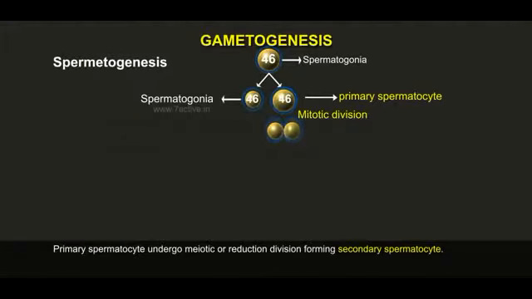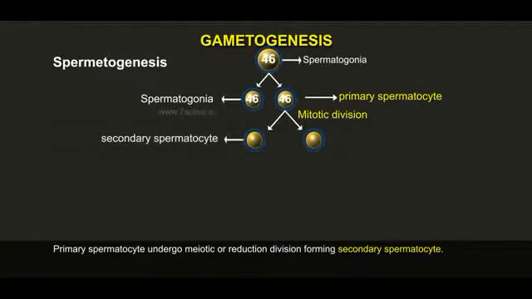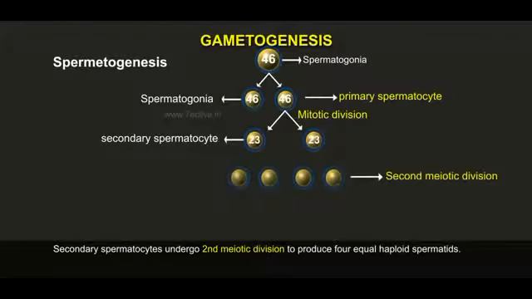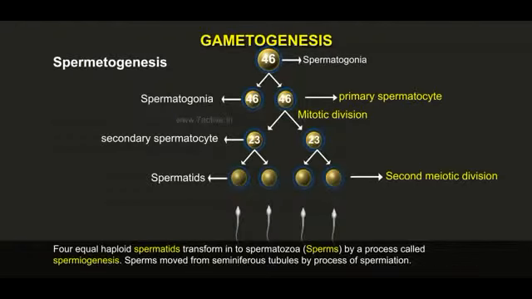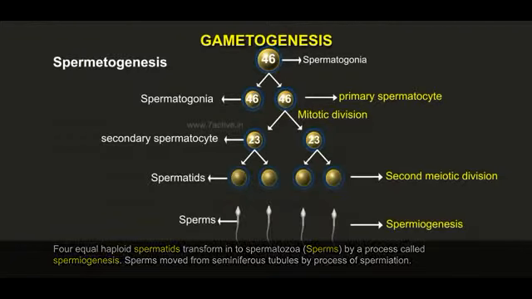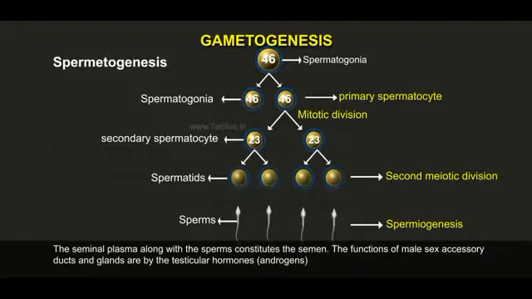Primary spermatocytes undergo meiotic or reduction division forming secondary spermatocytes. Secondary spermatocytes undergo second meiotic division to produce 4 equal haploid spermatids. The 4 haploid spermatids transform into spermatozoa, sperms, by a process called spermiogenesis. Sperms are released from the seminiferous tubules by the process of spermiation. The seminal plasma along with the sperms constitutes the semen.